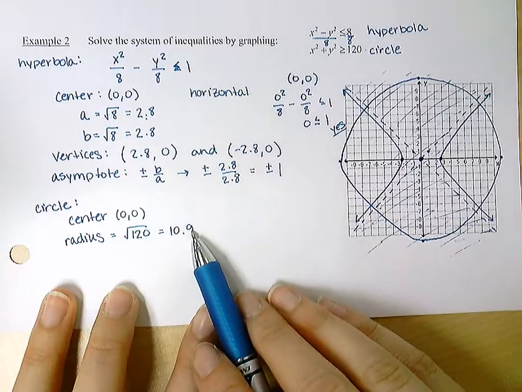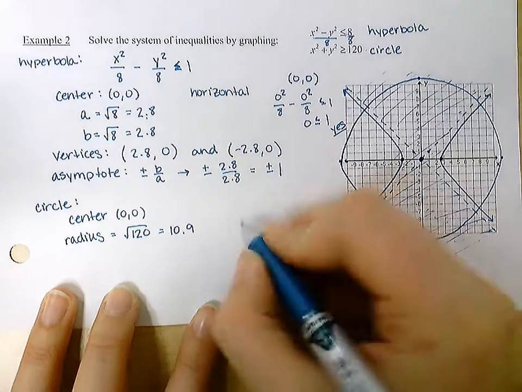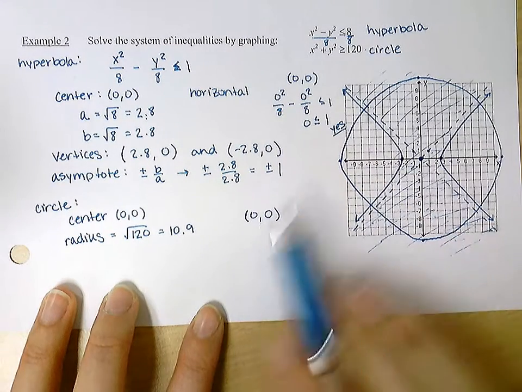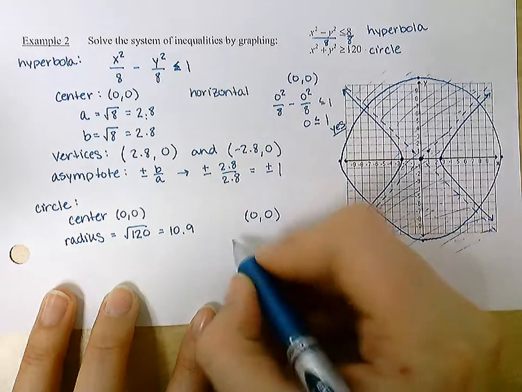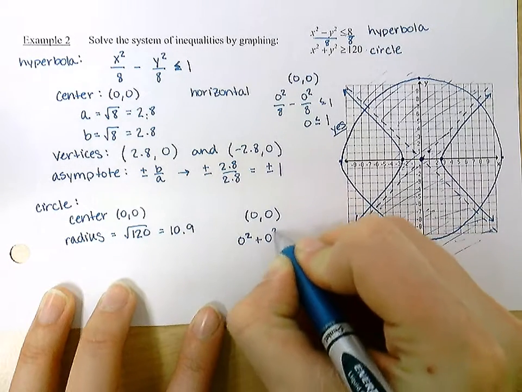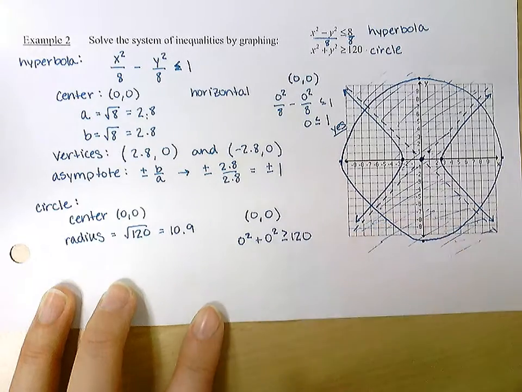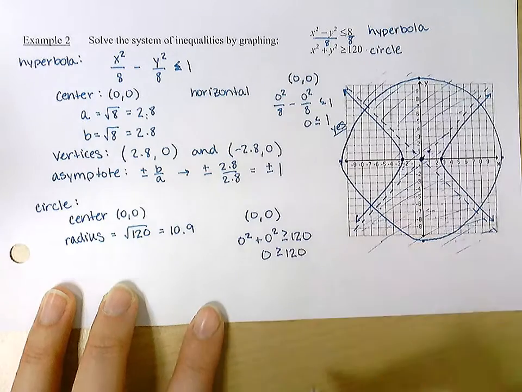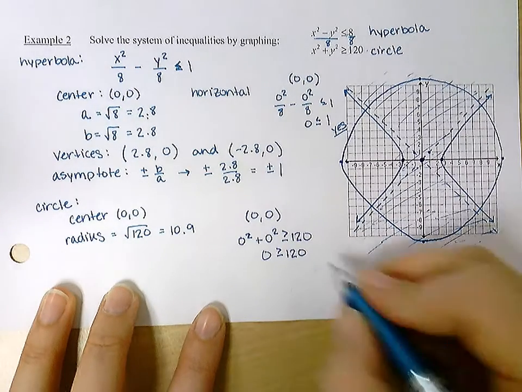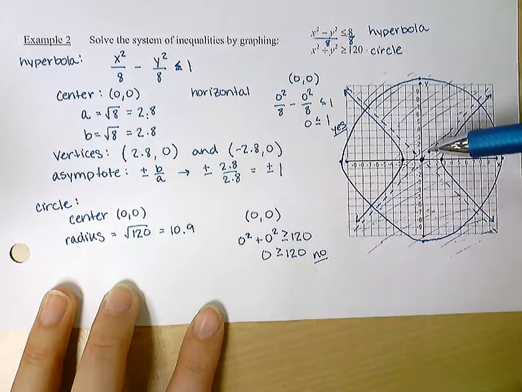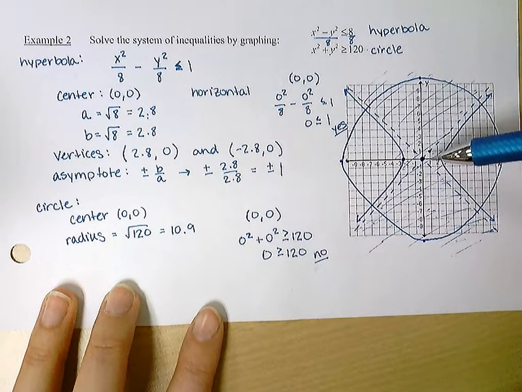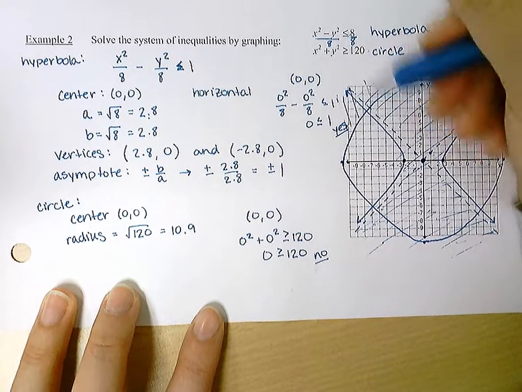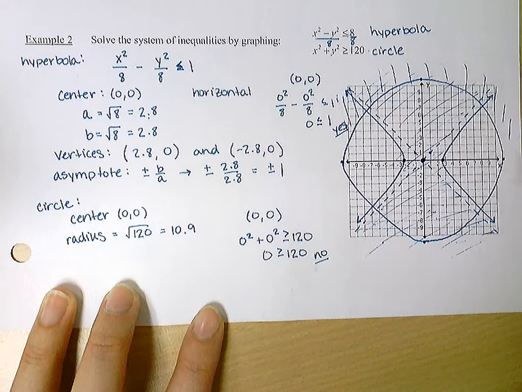Okay, we want to check a point for the circle as well. And again, I'm going to just check 0, 0. And you plug that in for x and y into your equation. So we have 0 squared plus 0 squared is greater than or equal to 120. So 0 greater than or equal to 120. That statement is not true. Okay, so that means I'm not shading on the inside of the circle. I would be shading on the outside of the circle. Okay, so around the outside part here.